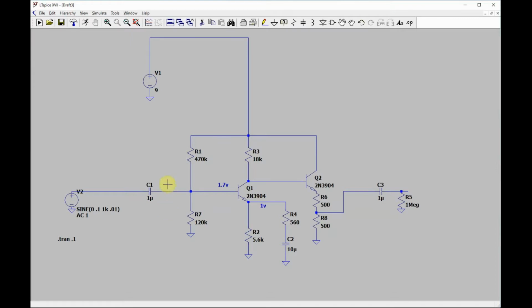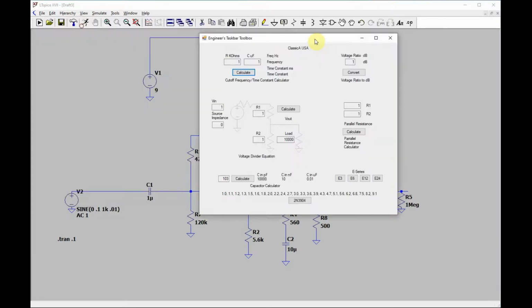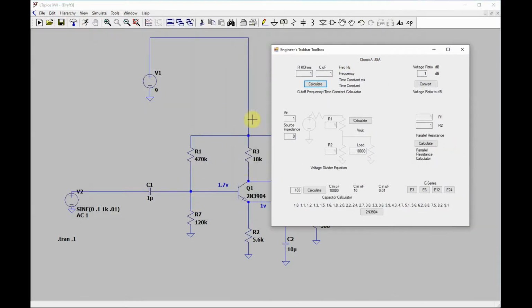So what you're doing is calculating a roll-off frequency, basically. Here's my calculator again. But we said this was 90K.